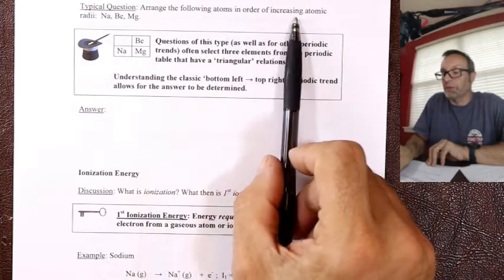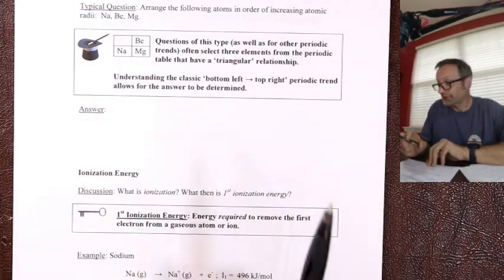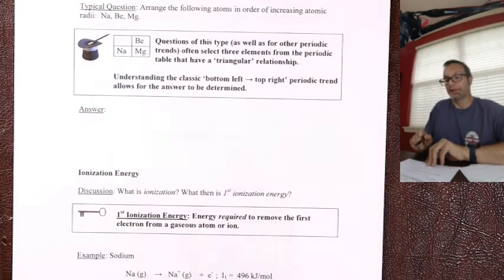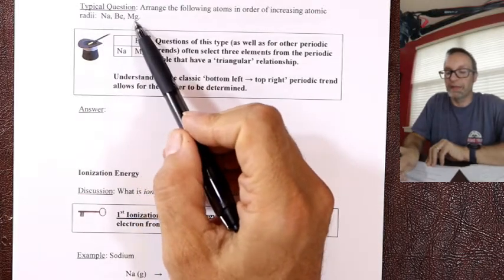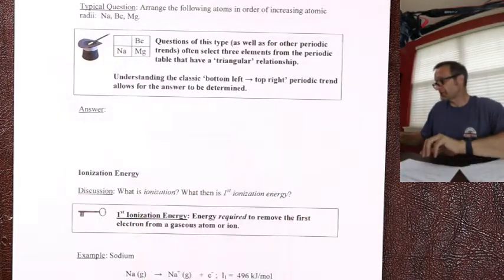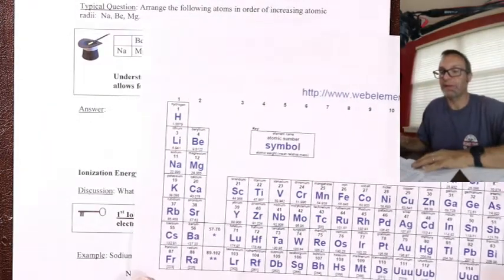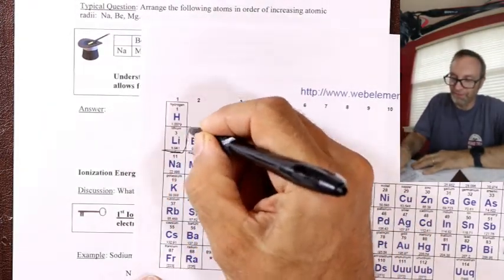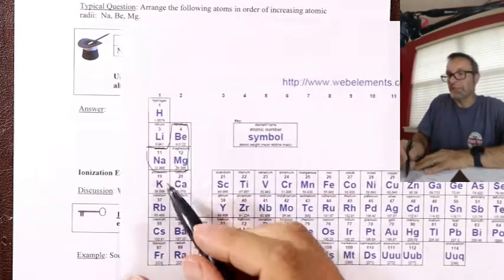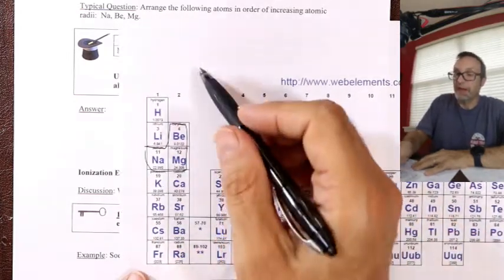Arrange the following atoms in order of increasing atomic radius. Okay, now they've given us sodium, beryllium, and magnesium. For an easy question to start, I've picked atoms that are close together, right? But it doesn't matter where exactly they are. They could be separated further. They could be higher, lower.